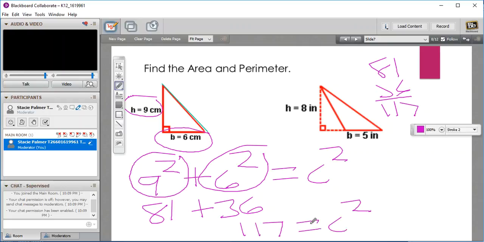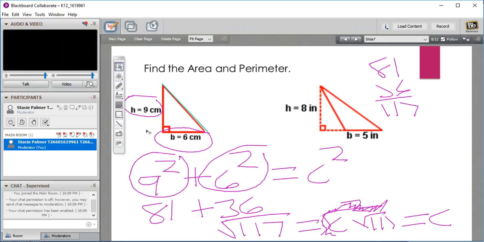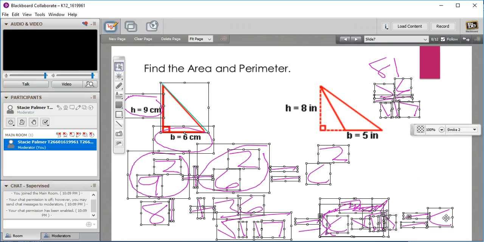So now we know that 117 is equal to C squared. We want to solve for side C. We want to get the C all by itself. So we have to undo the squared. The opposite of squaring is taking the square root. So we take the square root of both sides. The square root of C squared, that cancels this out, right? And leaves us with just C, which is equal to the square root of 117. Now, 117 is not a perfect square.